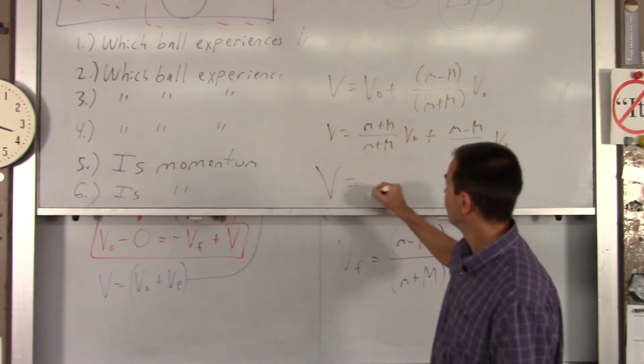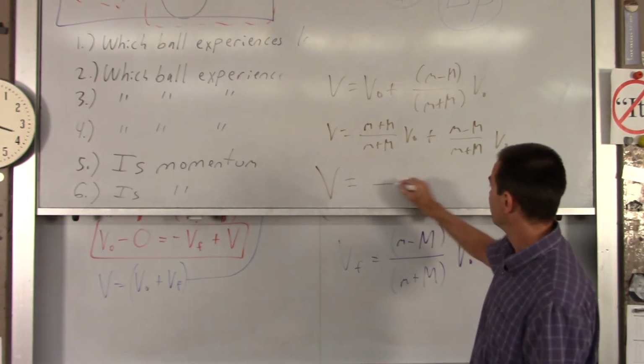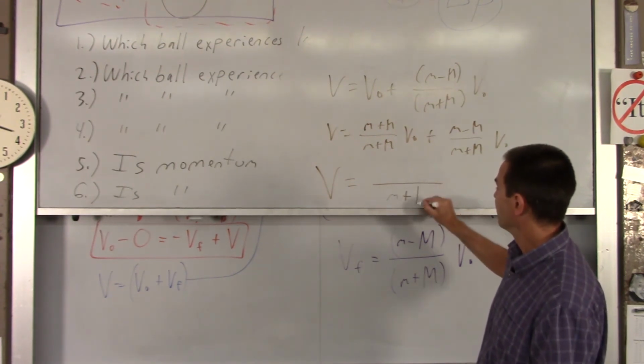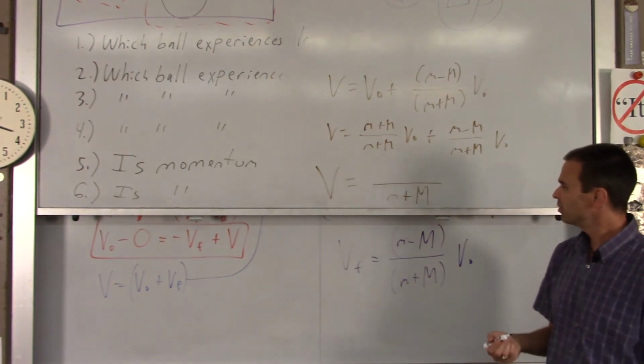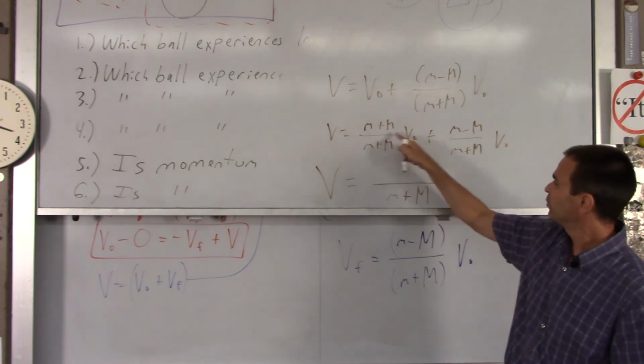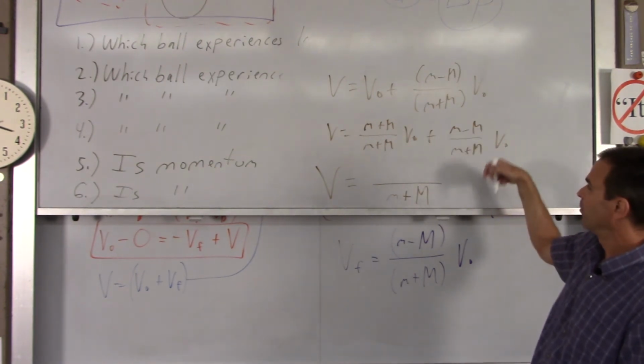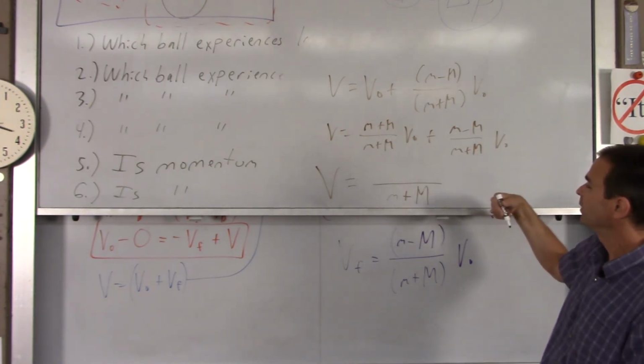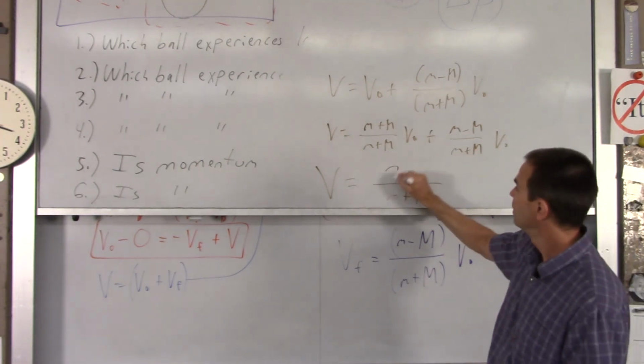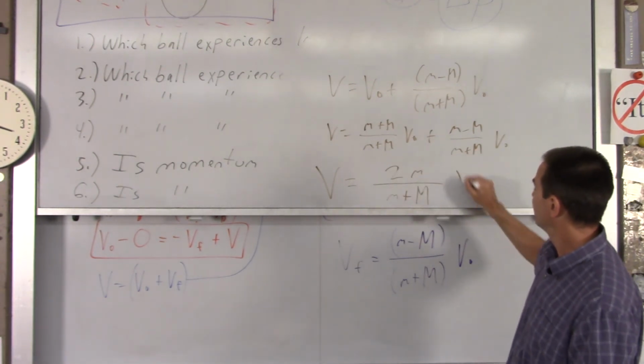So I've got my common denominators, I can put them all together. So v equals, the denominator will be little m plus big M. How about our numerator? Well, we've got little m plus big M plus little m minus big M. Well, the plus big M and minus big M drop out. You get 2 little m's, and then times v naught.